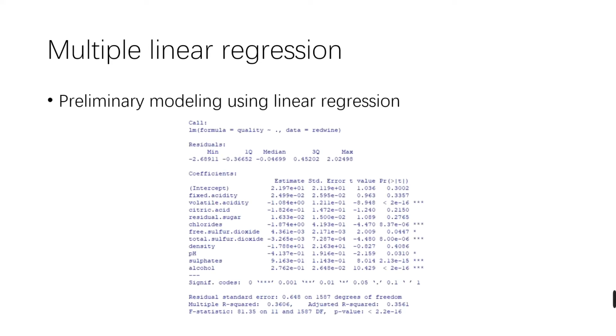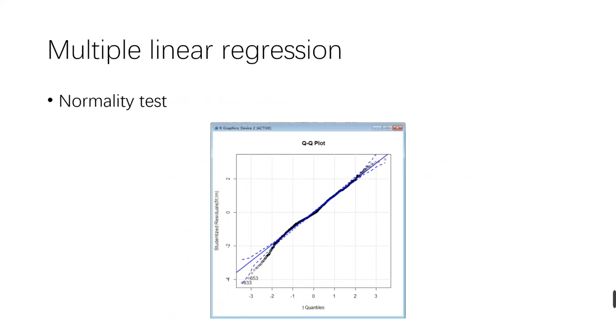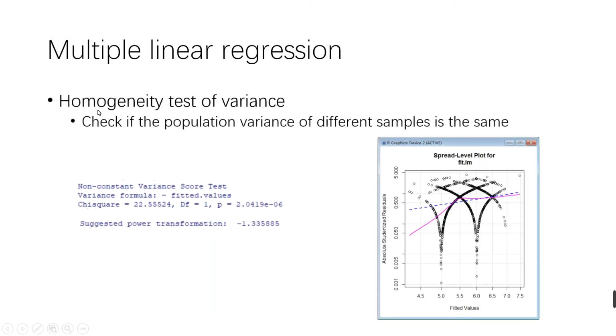And then we do it. We do the linear model test, and then the normality test. In the normality test, we can see here there are some outliers, but they didn't show all the numbers, so we want to do it later. And then the homogeneity test of variance. It will check if the population variance of different samples is the same.